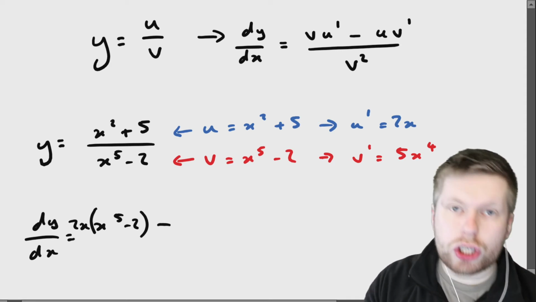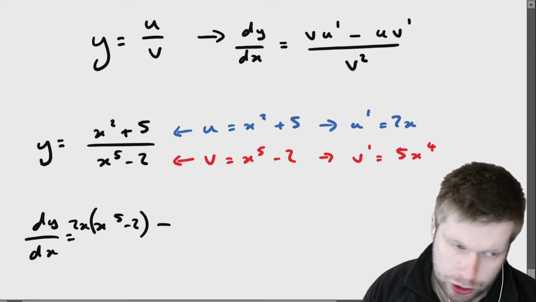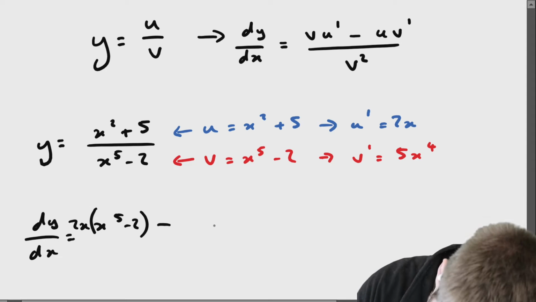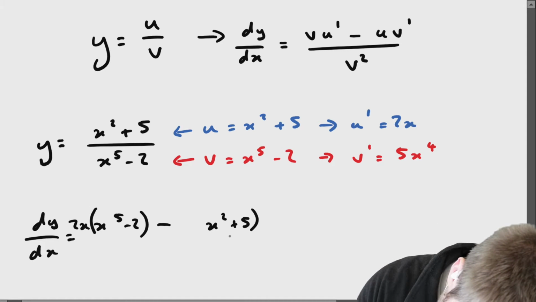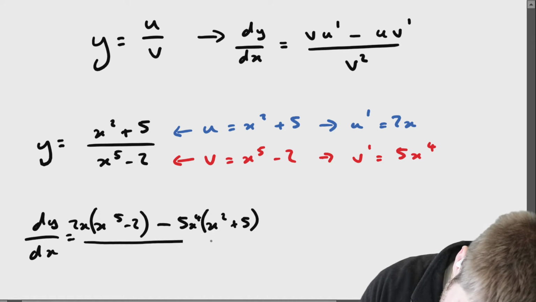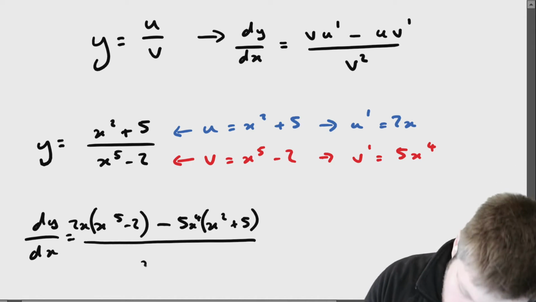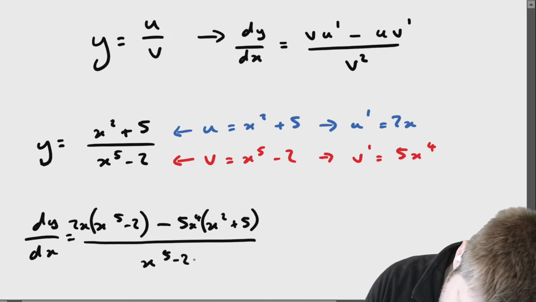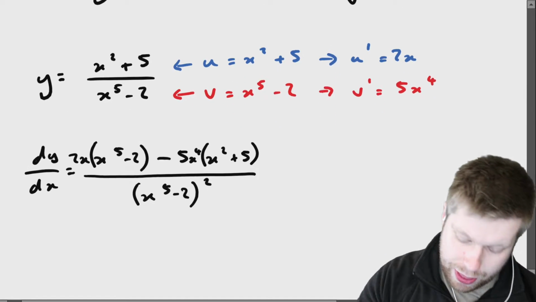Then I minus u multiplied by the derivative of v. So u is equal to x to the power 2 plus 5, and the derivative of v is 5x to the power 4. Then in the denominator, I get v squared. So in other words, v is x to the power 5 minus 2, and I square that. So that's that there, okay?